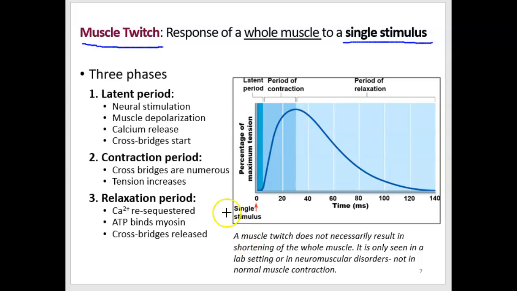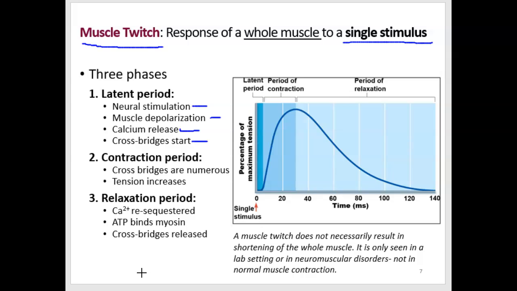And when we do this, we notice there's 3 phases, which isn't completely surprising because there's 3 phases in the whole muscle tracing as well, no matter how many stimuli there are. But the 3 phases include a latent period, a contraction period, and a relaxation period. The latent period, or the time it takes for a muscle cell or a whole muscle to develop peak tension, occurs because first stimulation has to occur, then the muscle cell is depolarized, then the sarcoplasmic reticulum has to release calcium, and then finally actin-myosin cross bridges will begin to form. That all happens during the latent period when tension is building.